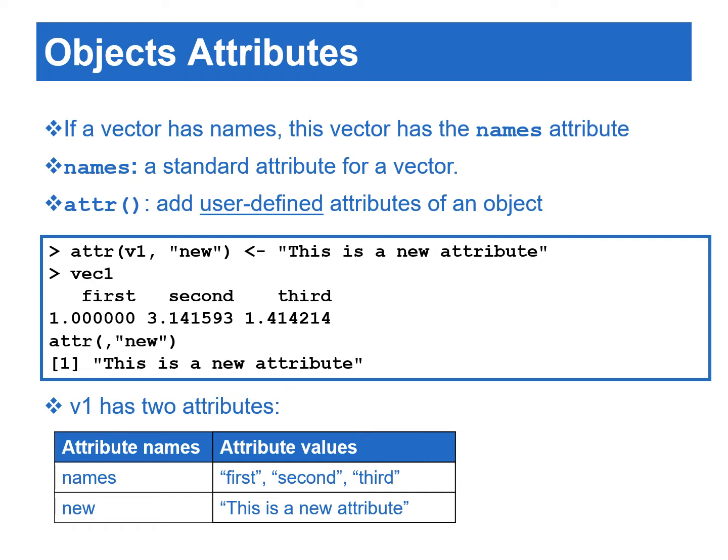In some situations, we might want to assign a user-defined or non-standard attribute to an object. To assign a user-defined attribute, we need to use the attr function. For example, we use the attr function to assign a new attribute, name new. The value for this new attribute is, this is a new attribute. The purpose of assigning a user-defined attribute might not be very clear for a beginner. We can consider this technique as a way of labeling an object in the program, and later in our program, we will be able to identify this object by using its unique attribute.